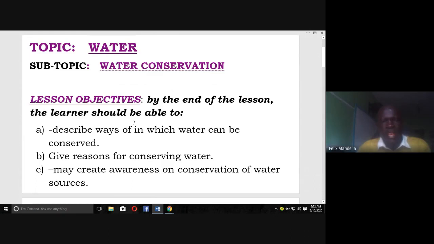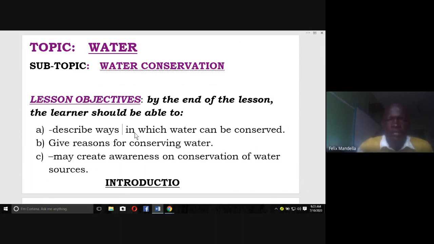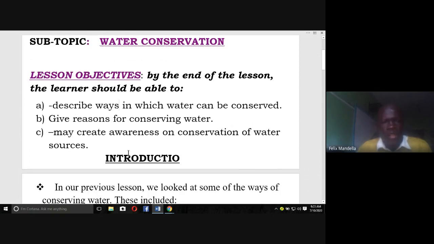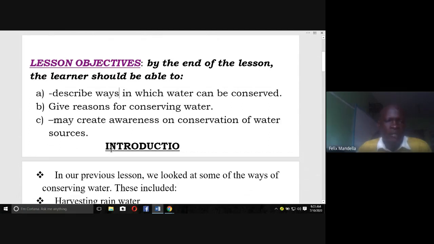And our objective says by the end of the lesson, the learner should be able to describe ways in which water can be conserved. And two, you are supposed to be able to give reasons for conserving water and maybe create some awareness on water conservation. So those are our three objectives, and if you look at them, they are just the same objectives we had in our first subtopic, our first lesson on conservation of water, because it is a continuation.